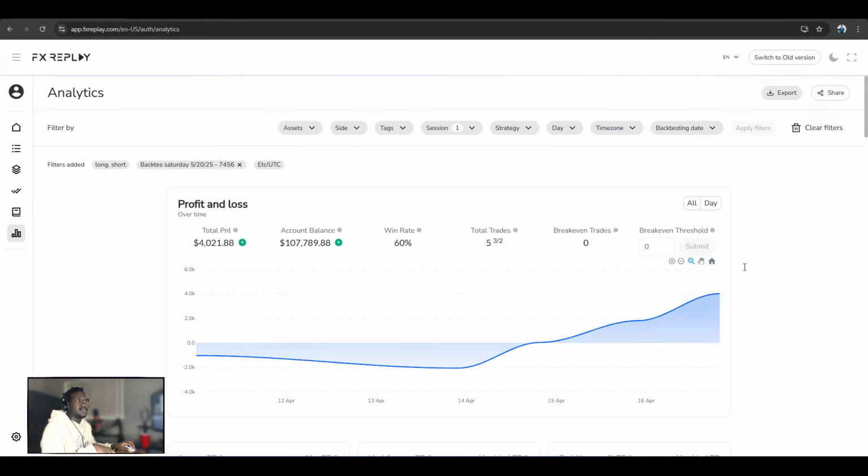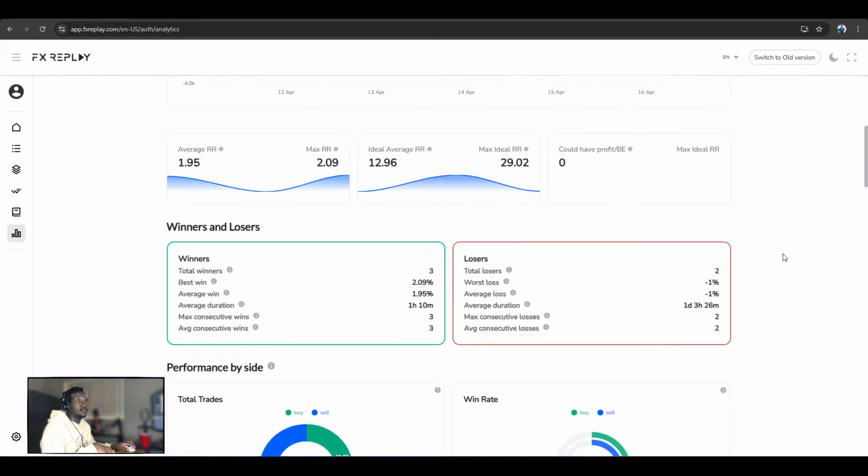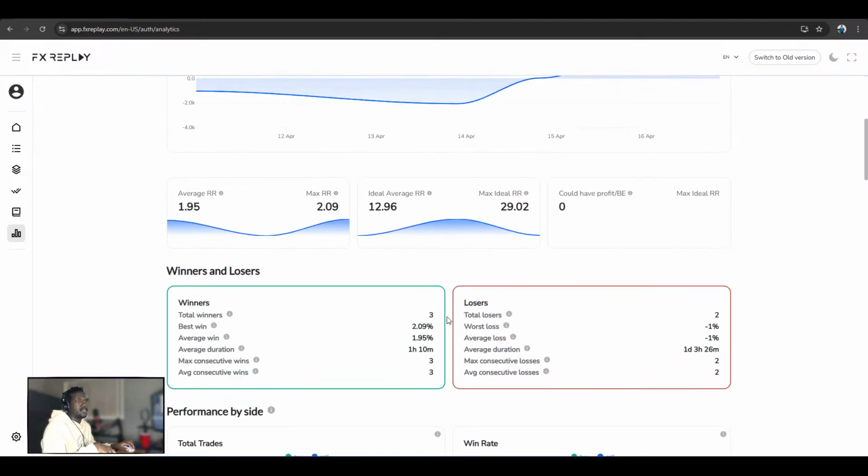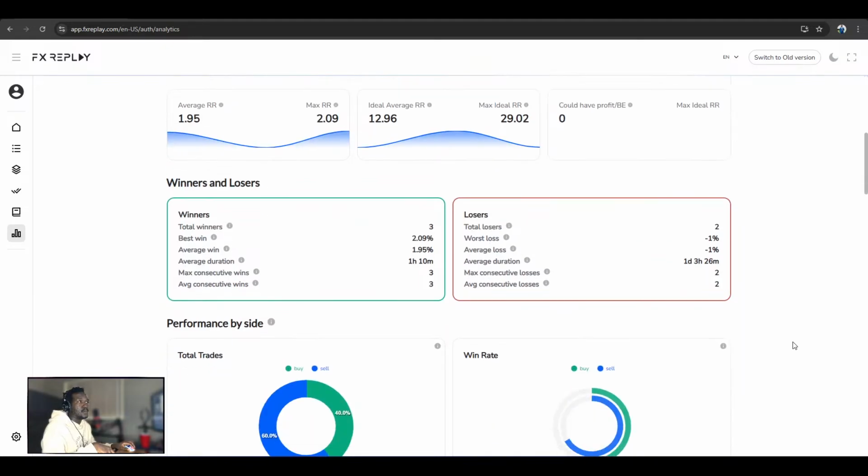So total P&L is 4,000 for how many days? For 5 days. 60% win rate, which is very good. So we had 3 total winners. The best win was 2%, the average win was 1.95%, consecutive wins, so 3 back-to-back wins and 2 back-to-back losses. Worst loss was only 1%, so we are winning more than we are losing, so that's beautiful. And the losers took so much, 1 day 3 hours. That was one trade where we kind of stayed a little bit.